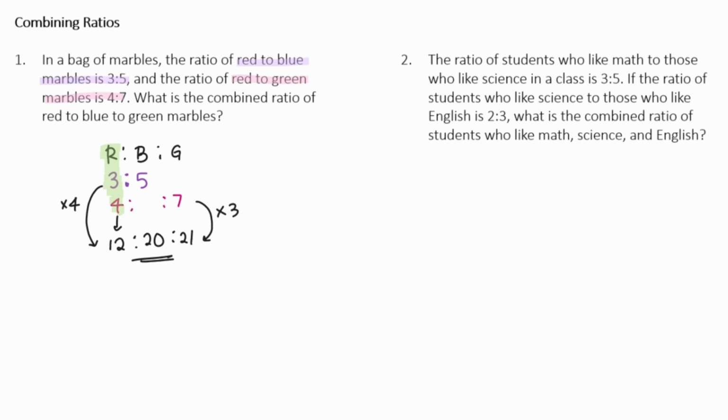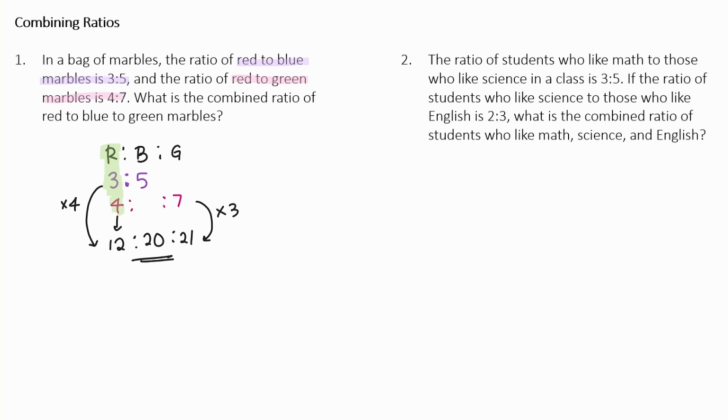For number 2, the question says, the ratio of students who like maths to those who like science in a class is 3 to 5. If the ratio of students who like science to those who like English is 2 to 3, what is the combined ratio of students who like maths to science and English?